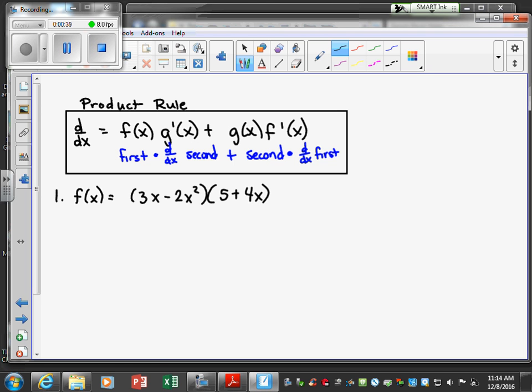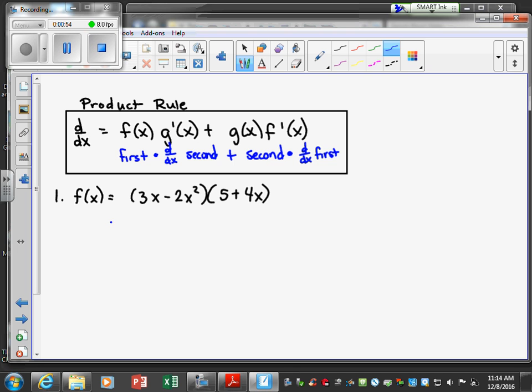Foil it all the way out and do it like we did before we learned product rule. Okay? Foil it out. It'll work. It'll be consistent as well. But now we have a rule that if we have one term times another term, that we can do this. So we're going to practice this.